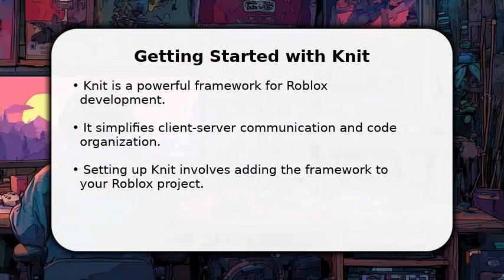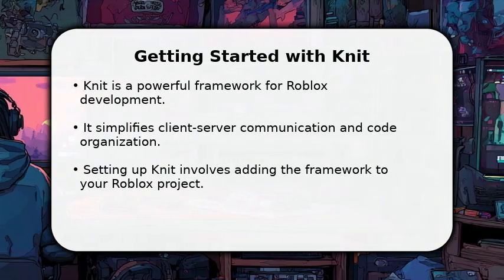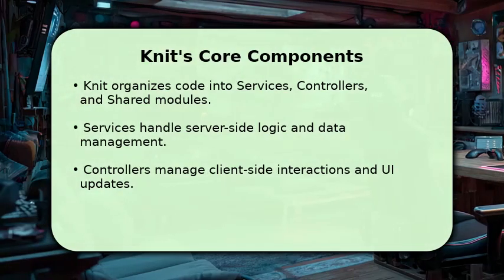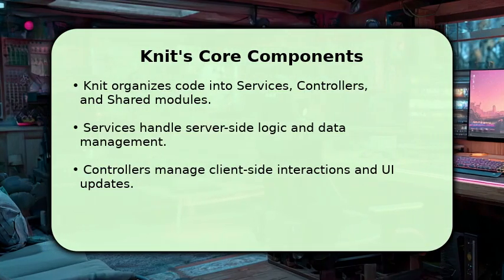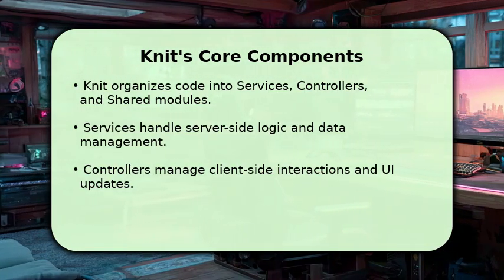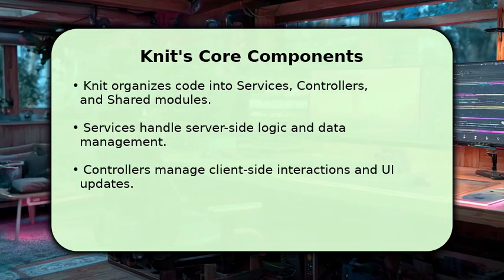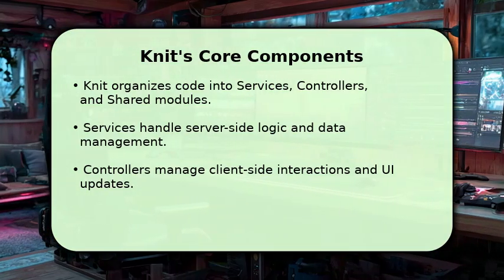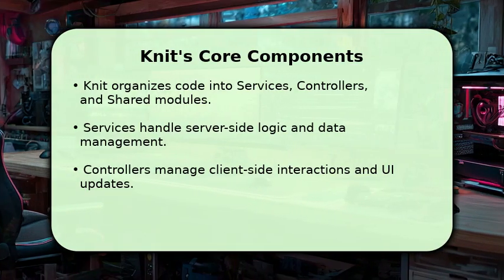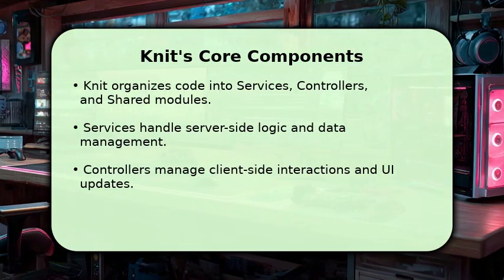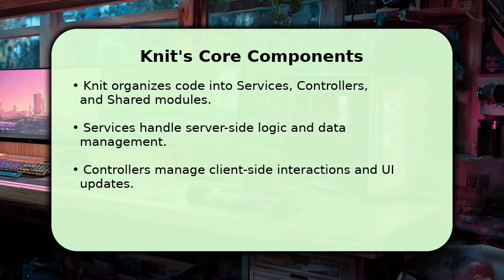To begin, you'll need to integrate the Knit framework into your Roblox Studio project, typically by adding its main module to your game. Knit primarily organizes your game logic into three core components: services, controllers, and shared modules. Services are dedicated to handling all server-side operations, such as data storage and game mechanics. Controllers, on the other hand, manage everything on the client side, including user interface updates and player input. Shared modules contain code that both the client and server need to access, ensuring consistency across your game.